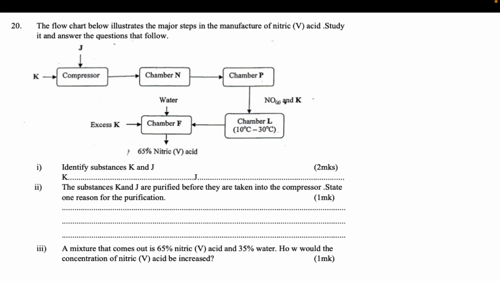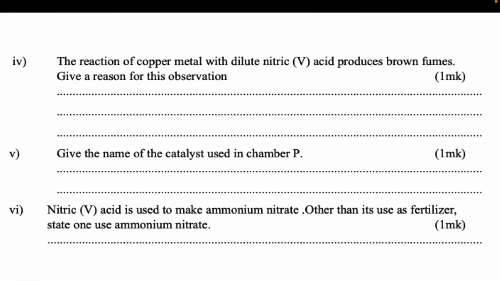A mixture that comes out is 65% nitric V acid and 35% water. How would the concentration of nitric V acid be increased? The reaction of copper metal with dilute nitric V acid produces brown fumes. Give a reason for this observation. Give the name of the catalyst used in chamber P1.